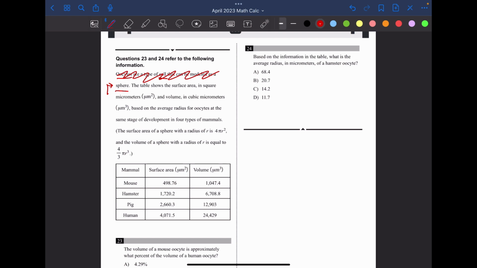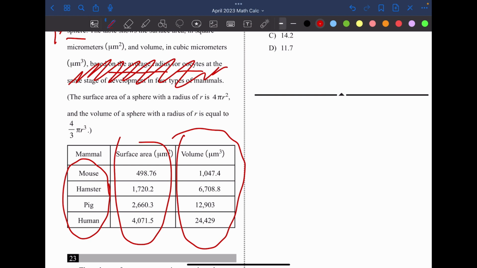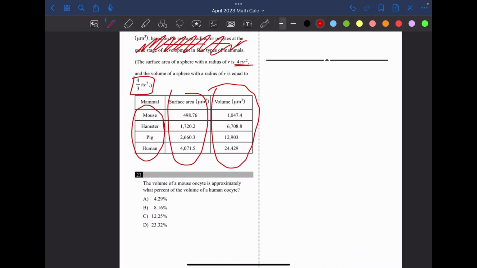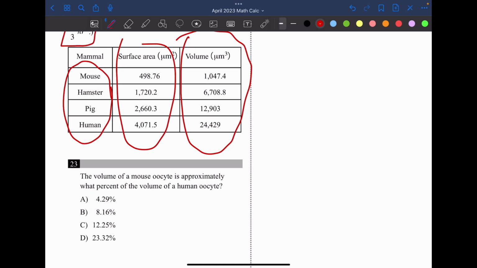Okay, after that, it says that this is based on the average radius for oocytes at the same stage of development in 4 types of mammals. Okay, so we have 4 types of mammals here, and this is just the surface area for each of them, and this is just the volume for each of them at a certain type of development. But once again, we don't care about that stage of development because it's not math. We care about the math part of the question, so we can also kind of ignore all this. And then it tells us here that the surface area for a sphere is 4 pi r squared, and the volume is 4 over 3 pi r cubed. Okay. After that, question number 23 is asking for the volume of the moose compared to the volume of a human oocyte.